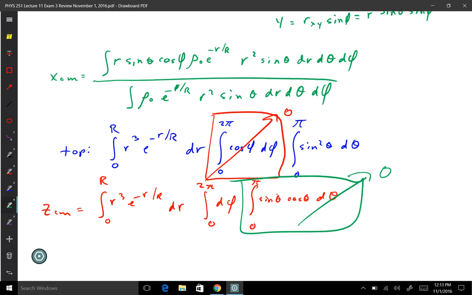And so I didn't do any of these integrals. Some of them would have been easy, right? Integral from 0 to 2 pi of d phi, that would have been easy. One of them I would have done just 3 times, but integral of r cubed e to the minus r over r, if I don't use an integral table, I'm going to have to do integration by parts 3 times, and I don't want to.